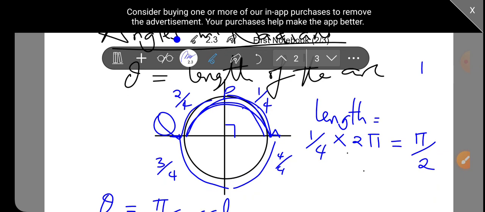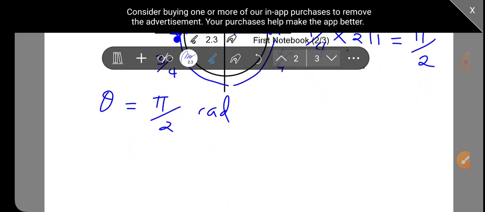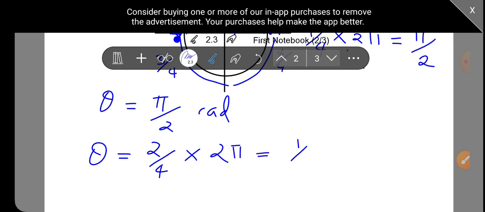We said that one is 2/4, right? So theta is equal to 2/4 of 2 pi, right? And this is the same as half times 2 pi, which is the same as pi.